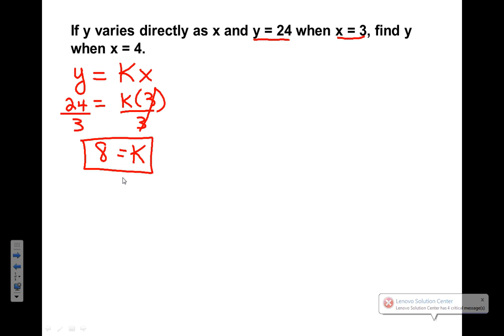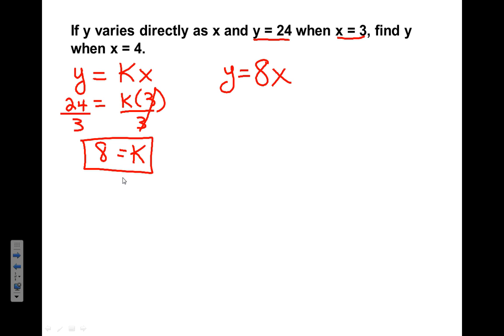The third thing you're going to do now is to write the actual equation. y equals kx is your general. You have to write your actual, which means you have to take the value of k and substitute it back in. So y is equal to, because k is 8, 8x.